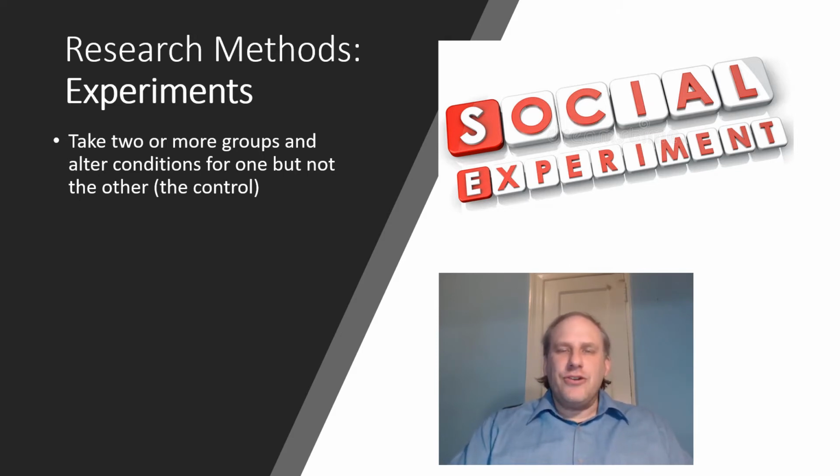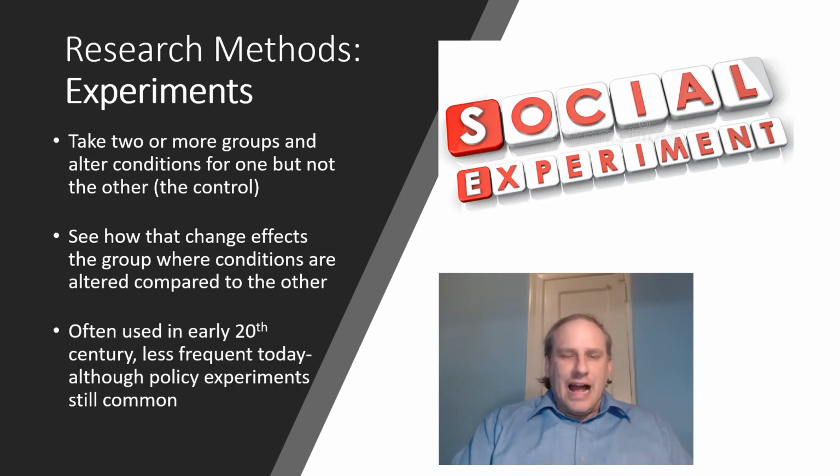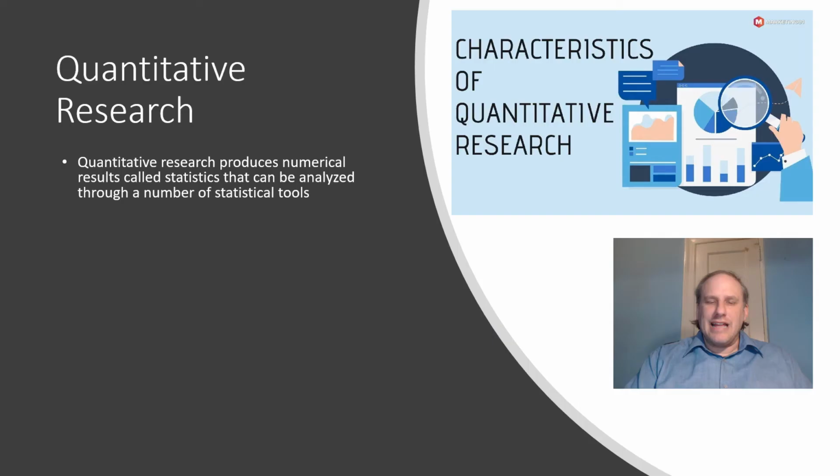But they do serve a purpose and are often used, especially since when you can look at one group where the conditions were altered, you can compare it to the others, it gives you a much better sense of whether what you're doing is working, especially in policy research, where changes in policy are introduced all the time. You want to know whether, for the groups for which policy changed, it made things better or made it worse. As I said, it was used more in the early 20th century, but less frequently now.